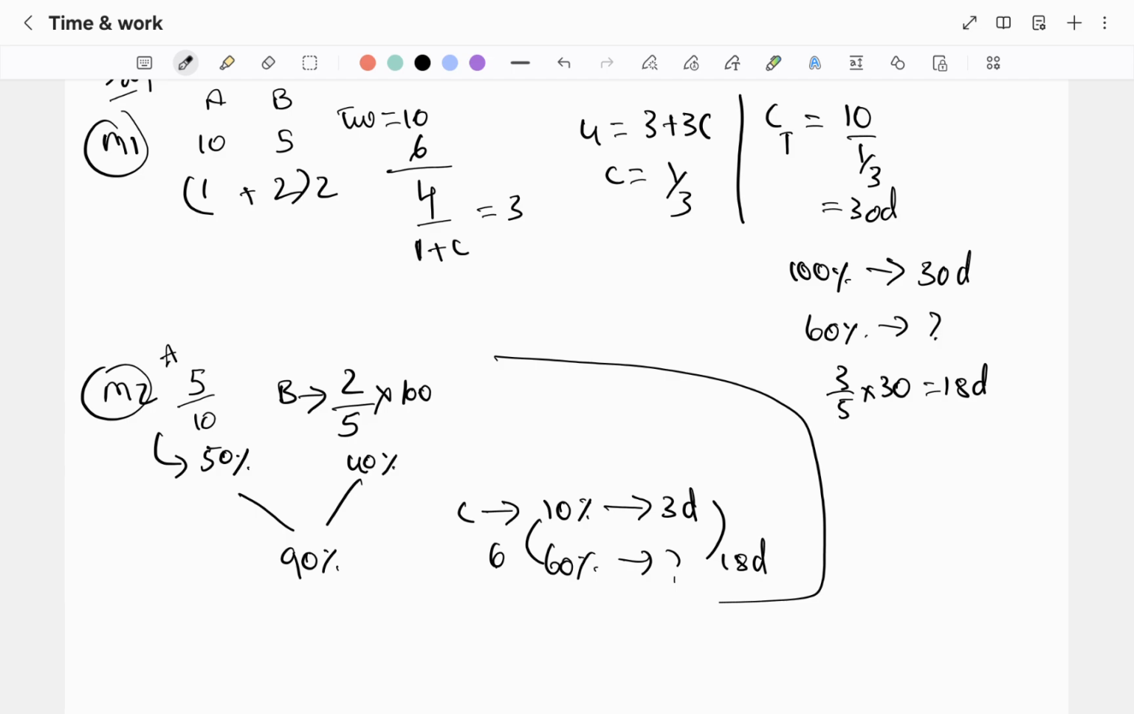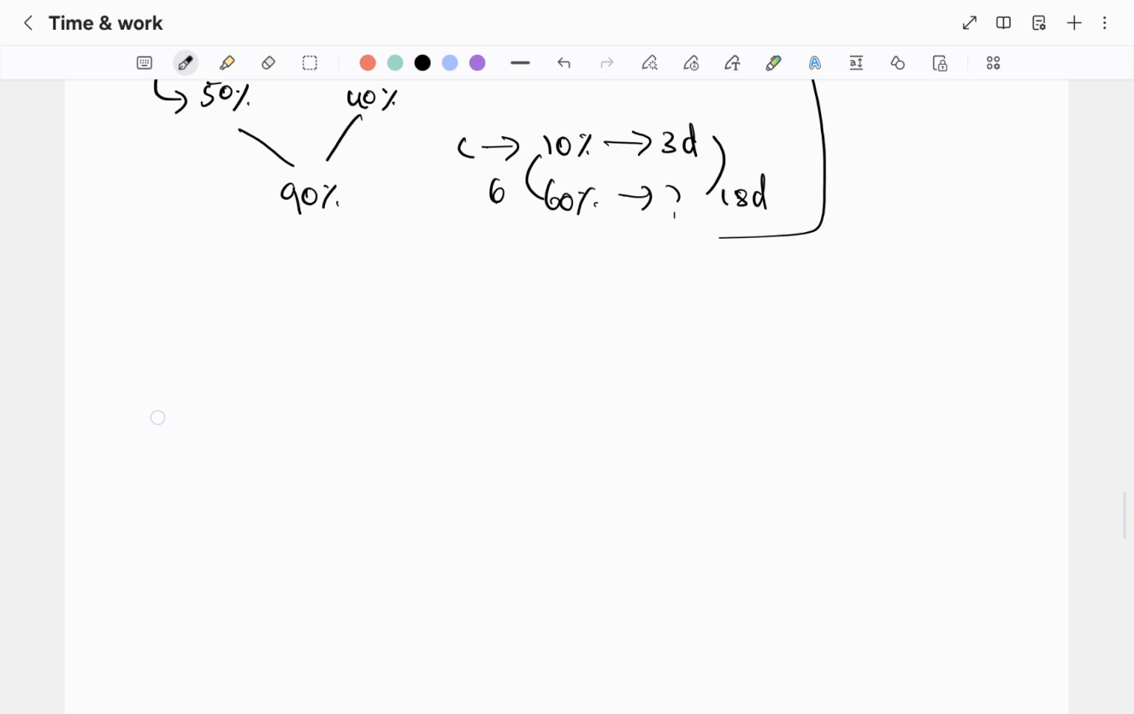So 40% of the work is completed. Together both have done 90% of the work. Then who has to do the remaining? C has to do it. The 10% has been done by C in 3 days. But they are asking 60%. So 3 into 6, so 18 days. Next question.